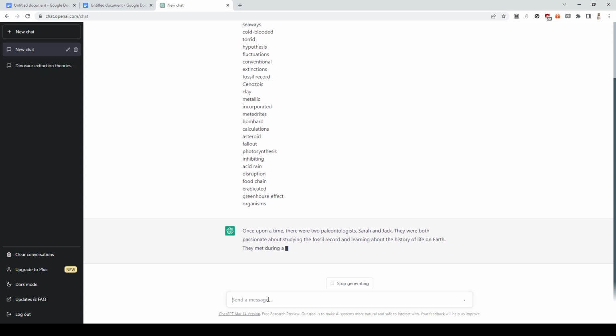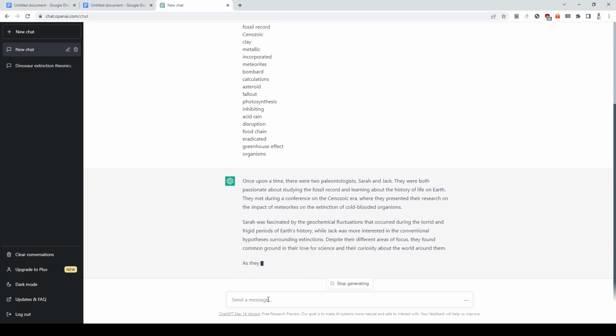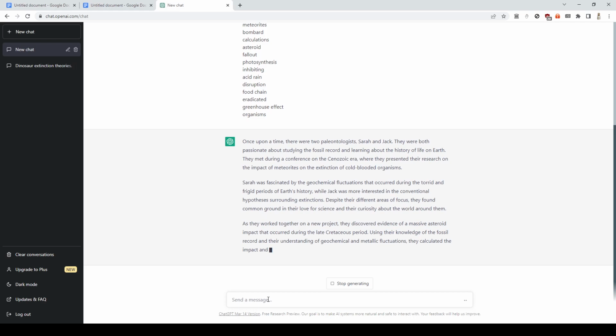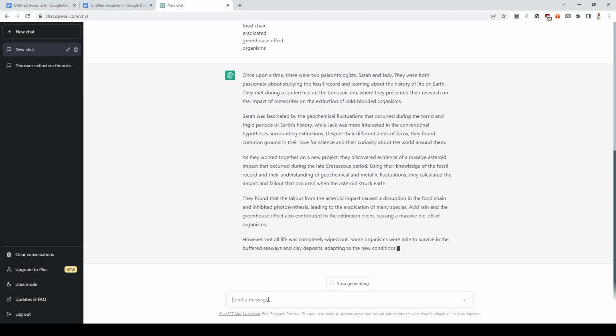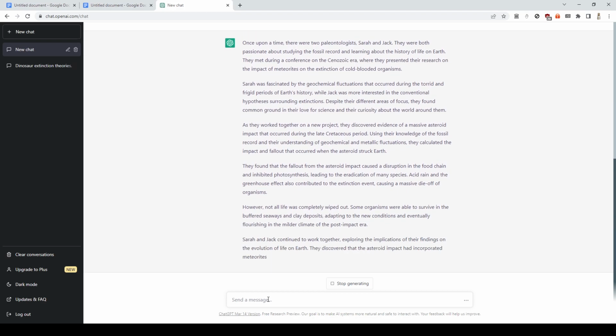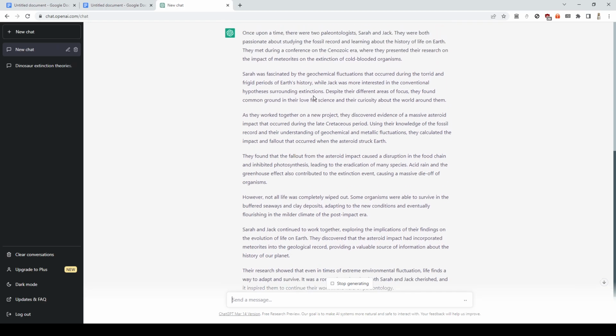Once upon a time, sure, okay. There were two paleontologists, Sarah and Jack. They were both passionate about studying the fossil record and learning about the history of life on Earth. They met during a conference on the Cenozoic era, where they presented their research on the impact of meteorites on the extinction of cold-blooded organisms. Sarah was fascinated by the chemical fluctuations that occurred during the torrid and frigid periods of Earth's history, while Jack was more interested in the conventional hypotheses surrounding extinctions. How nice. Despite their different areas of focus, they found common ground in their love for science and their curiosity about the world around them.